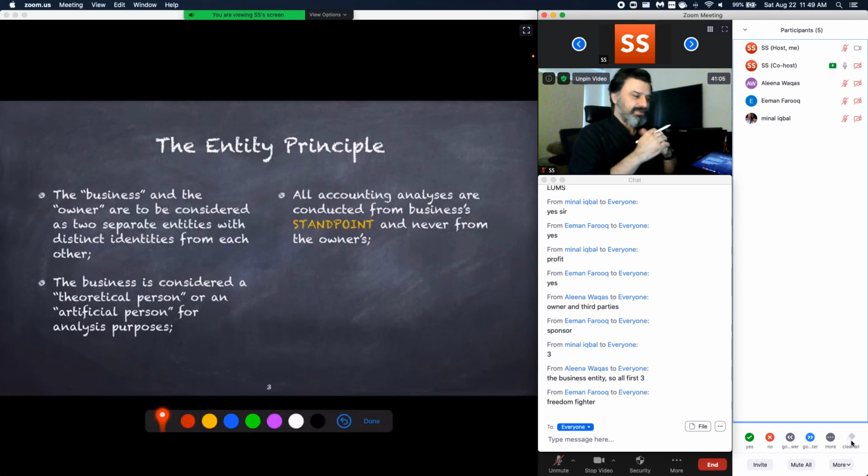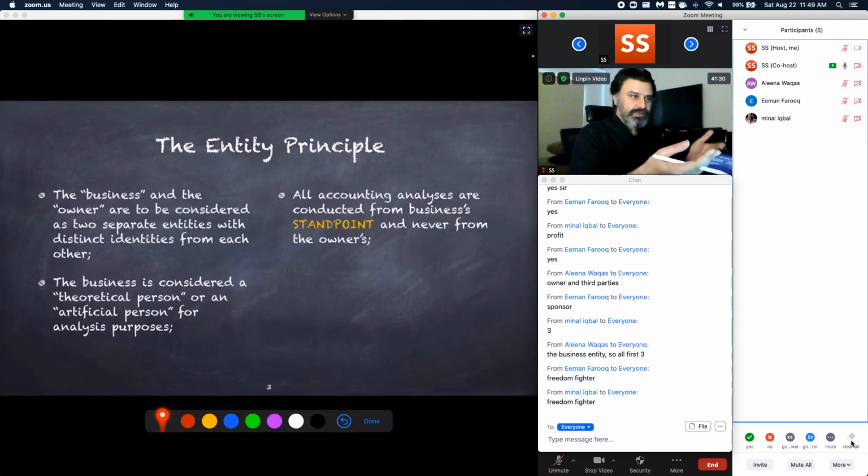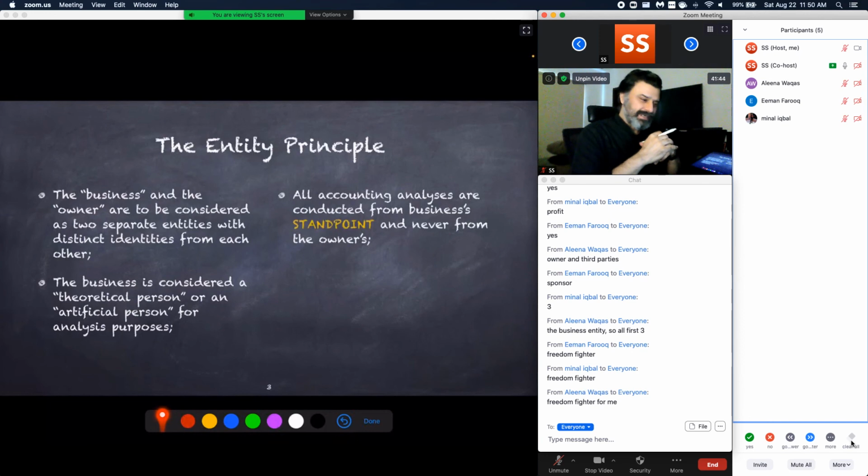Iman says freedom fighter, obviously, right? What about Minal? Minal, you think Kashmiris are freedom fighters or terrorists? Minal को आवाज़ आ रही है मेरी? Okay, Minal को आ रही है आवाज़. Maybe there's a lag then. Yes, obviously, right? And now I'm going to ask the same question to Alina as well. Alina, what do you think? Is this a freedom fighters movement or a terrorist movement? Great, freedom fighter for me.